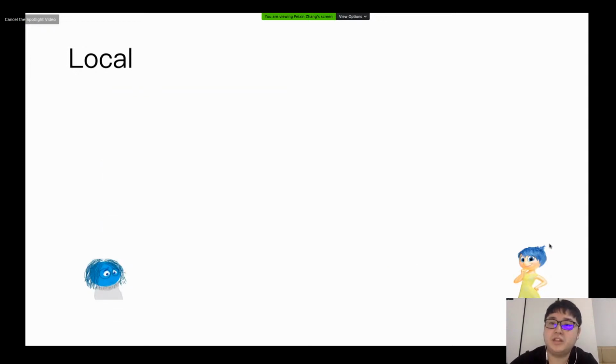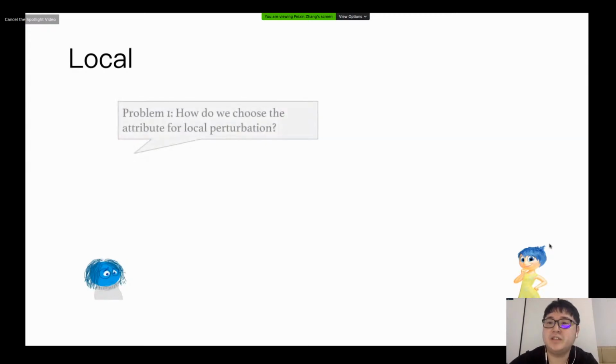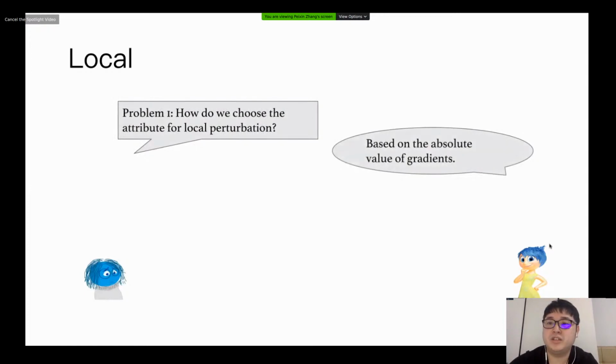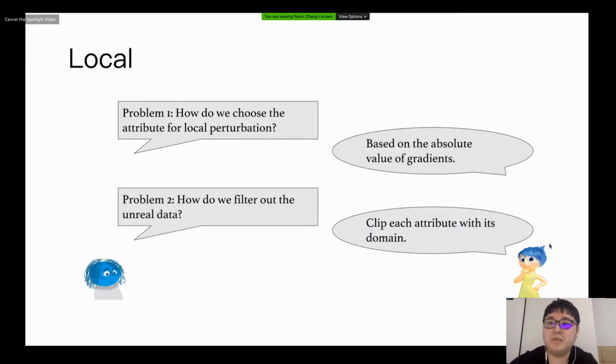Compared with global generation, local generation is much easier. Its first problem is how we choose the attribute to perturb. Since the gradient shows the impact on output, we select the perturbed attribute based on the absolute value of gradients. And the same as in global generation, we clip each attribute within its domain to make the data valid.